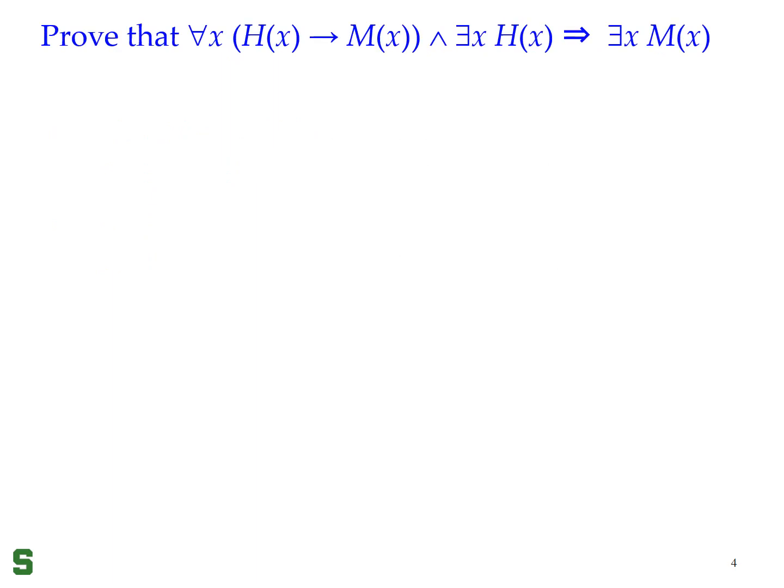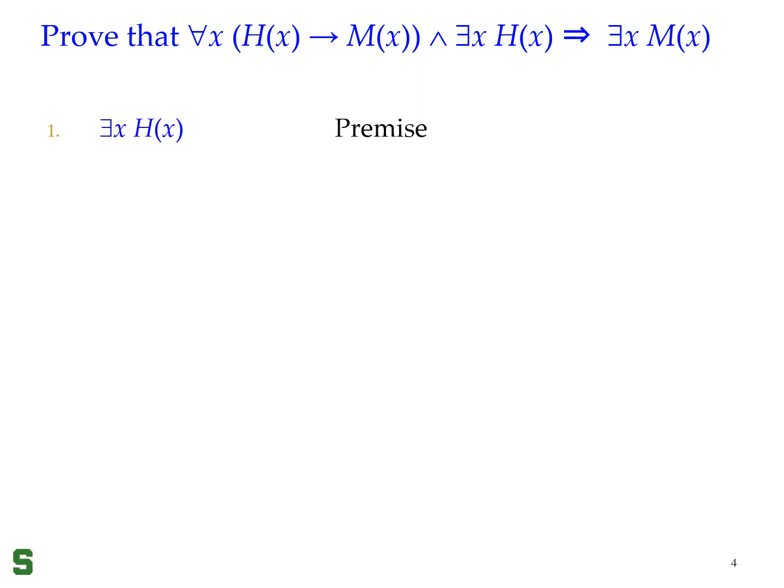Let's look at one more example. Now in this example, unlike the previous one where we were saying that Socrates is a man, here we are saying there exists some x, there exists a man. And our goal is to show that there exists somebody who is mortal.